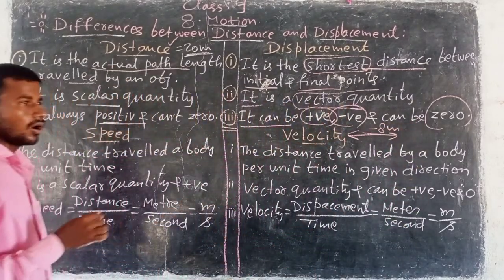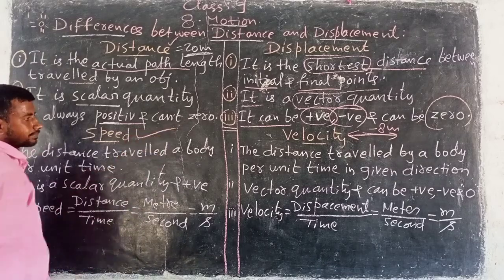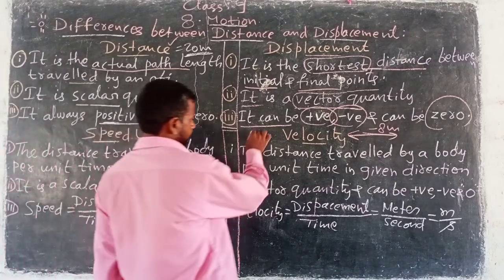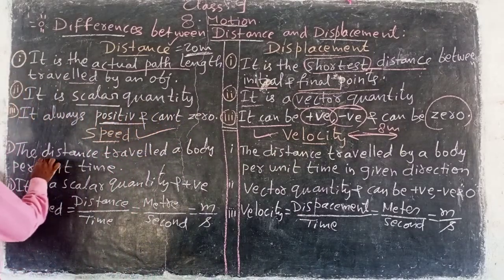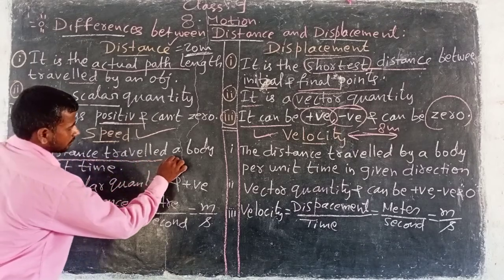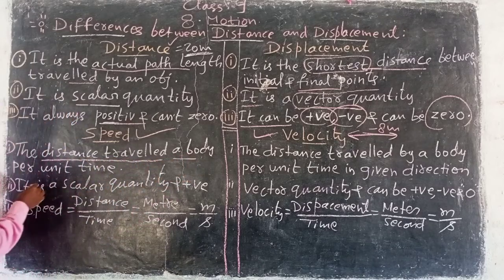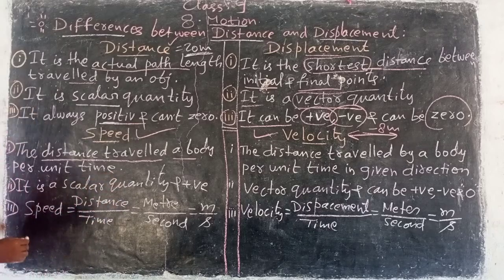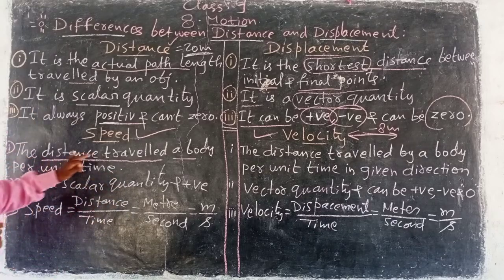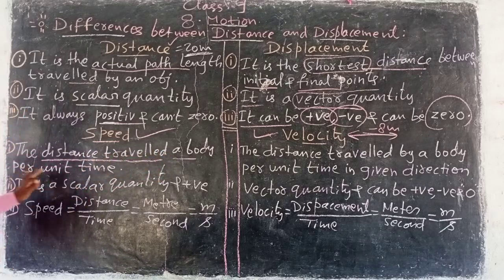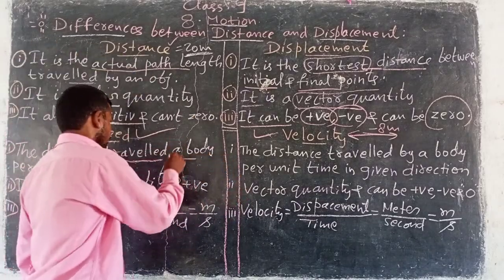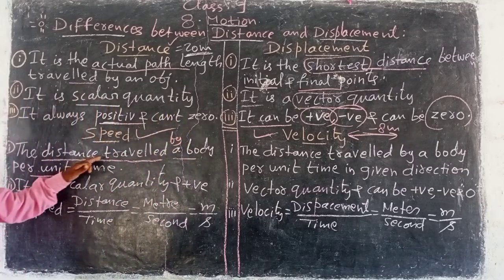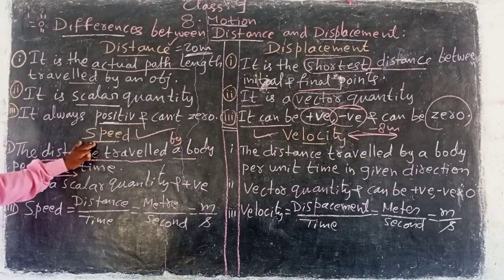That is called displacement. Now we will speak on speed and velocity. What is speed? Clear definition we want. Speed is distance traveled by a body per unit time. Distance traveled by a body per unit time is called speed.